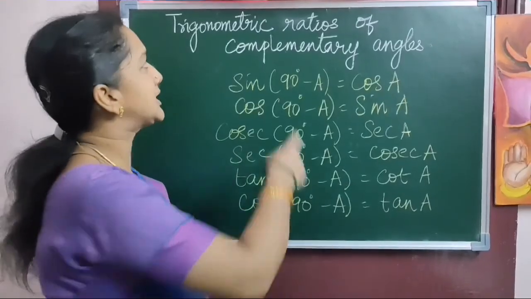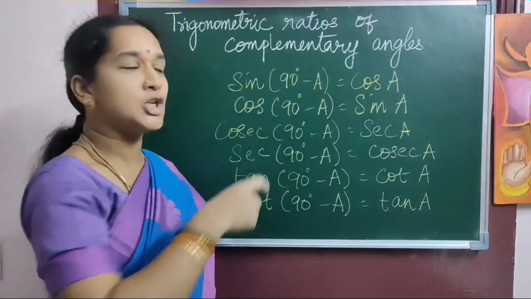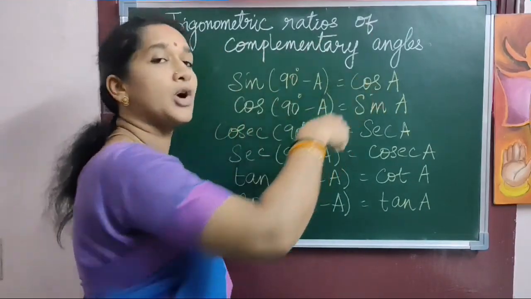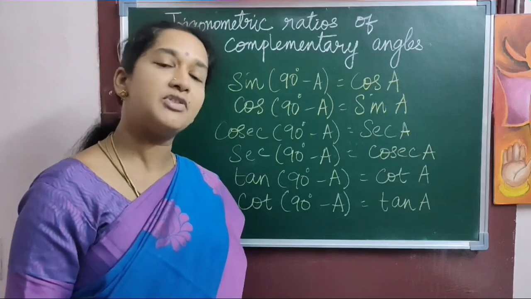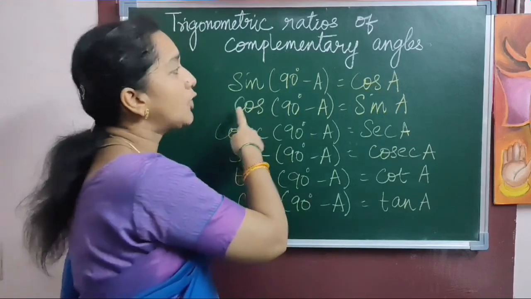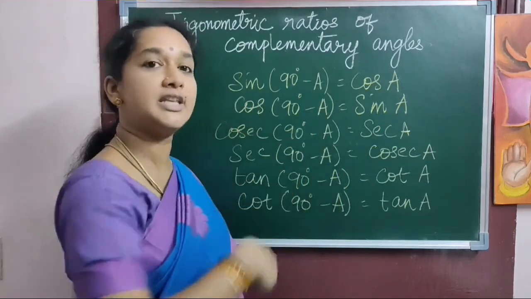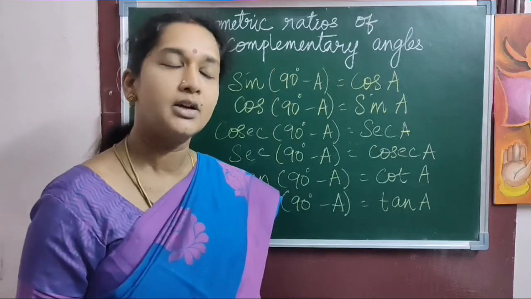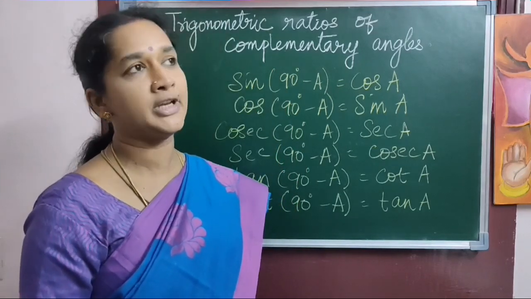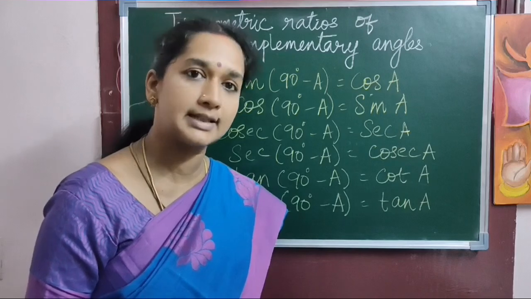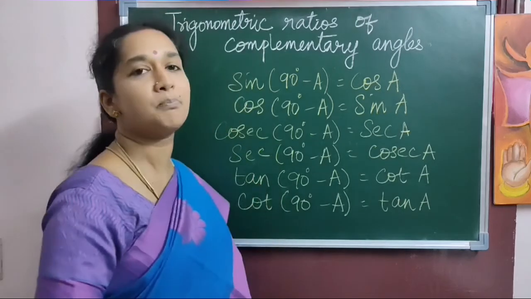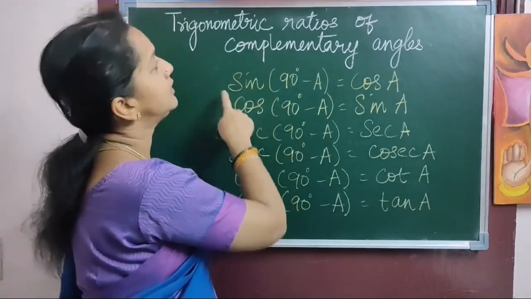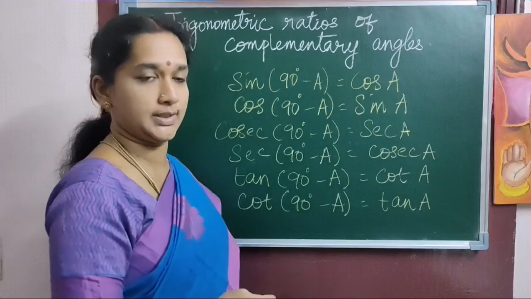In this video, we will see a few sums based on trigonometric ratios of complementary angles. In the previous video, I explained how you get these trigonometric ratios of complementary angles. What are complementary angles? If the sum of any two angles is 90 degrees, they are called complementary angles.